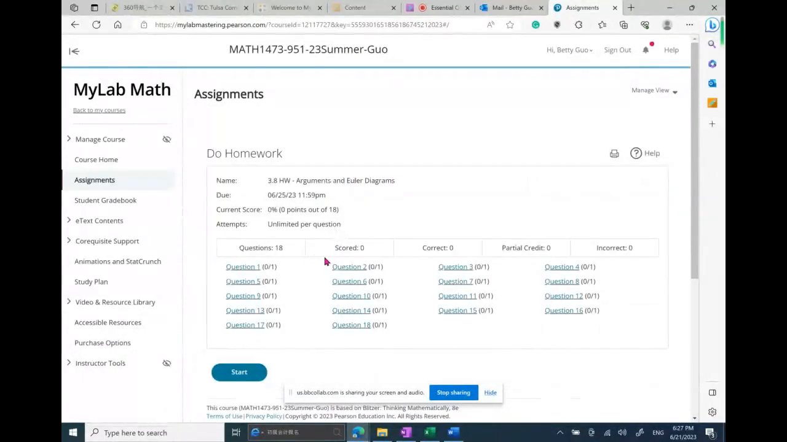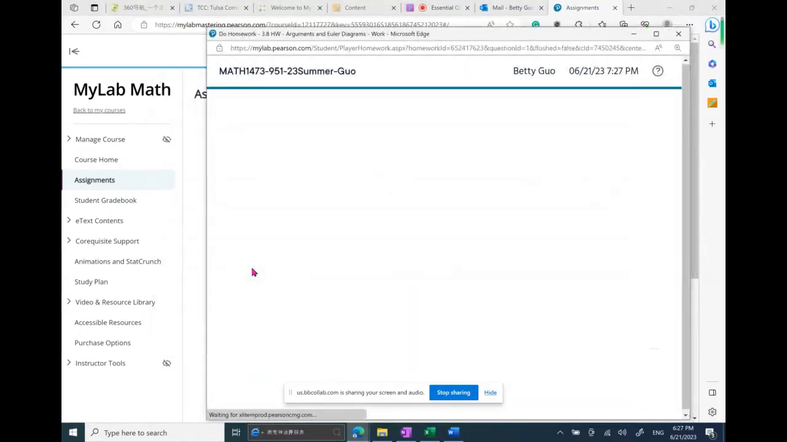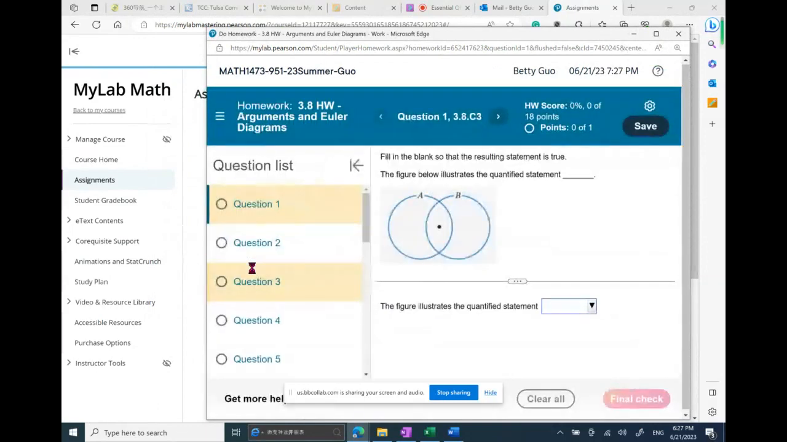Argument and Euler diagrams. In Section 3.7, we used truth tables as the tool to test the validity of an argument. In Section 3.8, we have a new tool called the Euler diagram. We use this tool to determine the validity of an argument if the premises of the argument are quantified statements. You might remember, quantified statements have the words all, no, none, some, something like that.